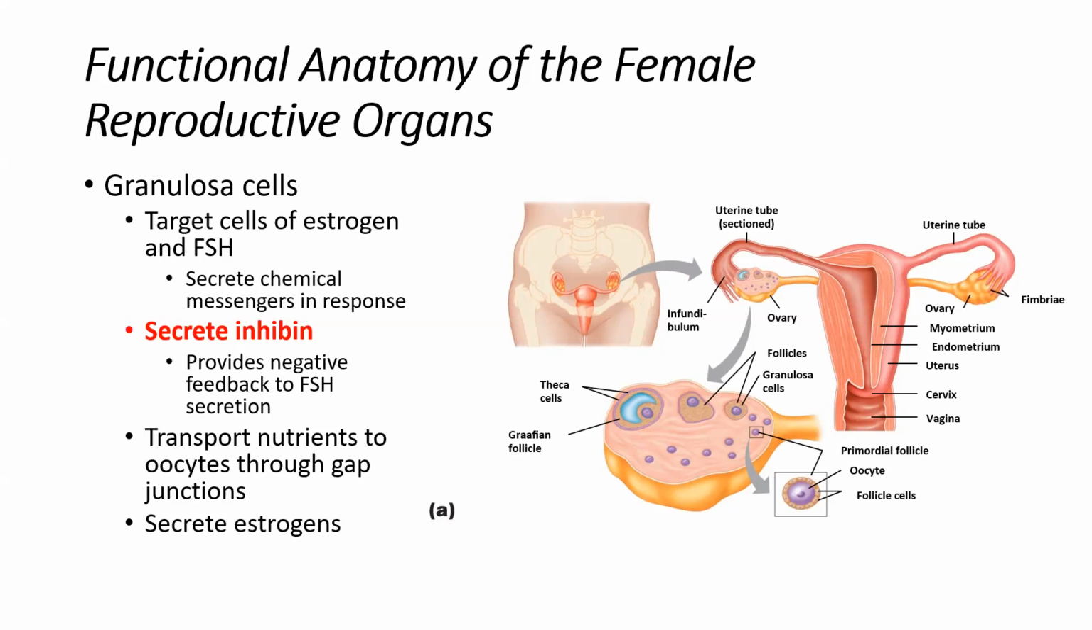And estrogen is going to have an important role in developing the uterine lining, which is preparing the uterus for the implantation of this hopefully fertilized mature oocyte.